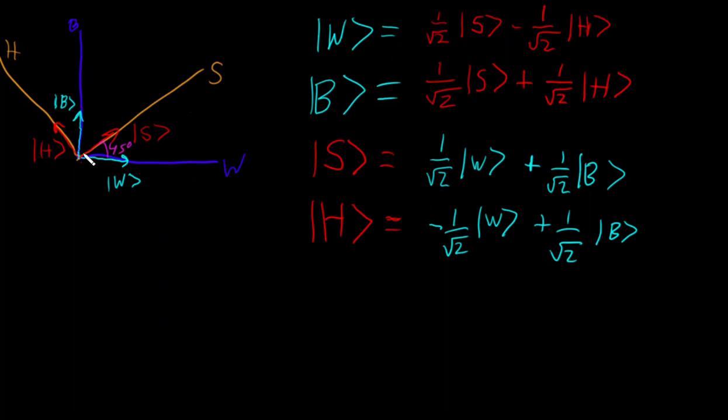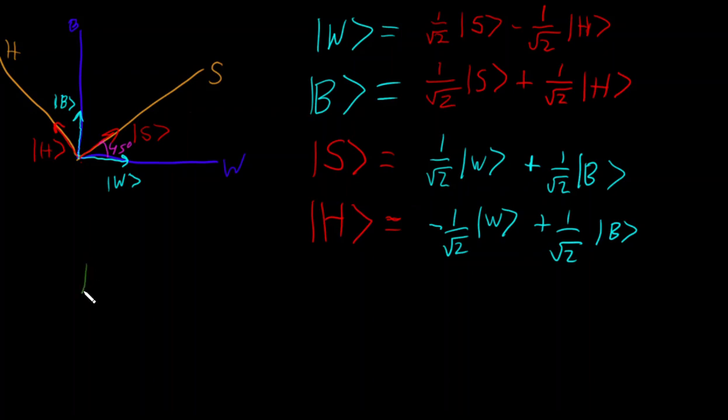I have color axes in blue and hardness axes in orange, and hopefully you're familiar with this. Now I want to refresh you on how we can write some state vector in the color basis and the hardness basis. I've written the white state vector as a superposition of being soft and hard, and the black state vector as a superposition of being soft and hard, and similarly the soft and hard state vectors as superpositions of being white and black.